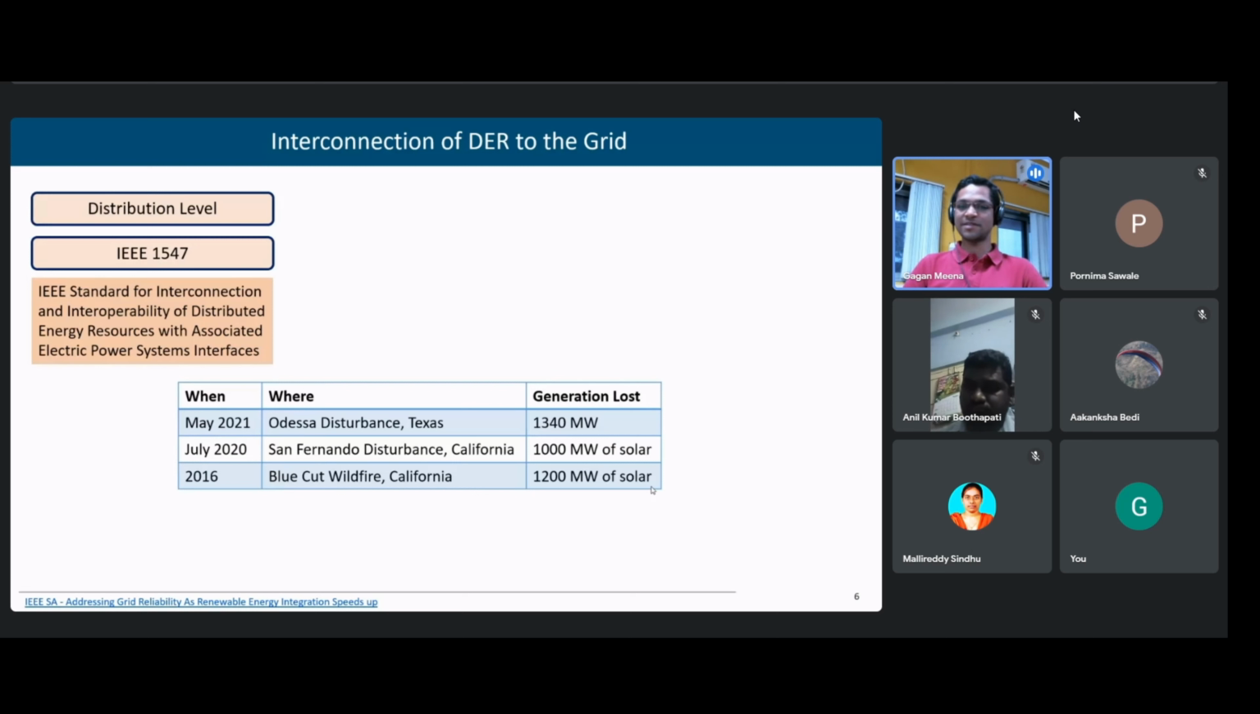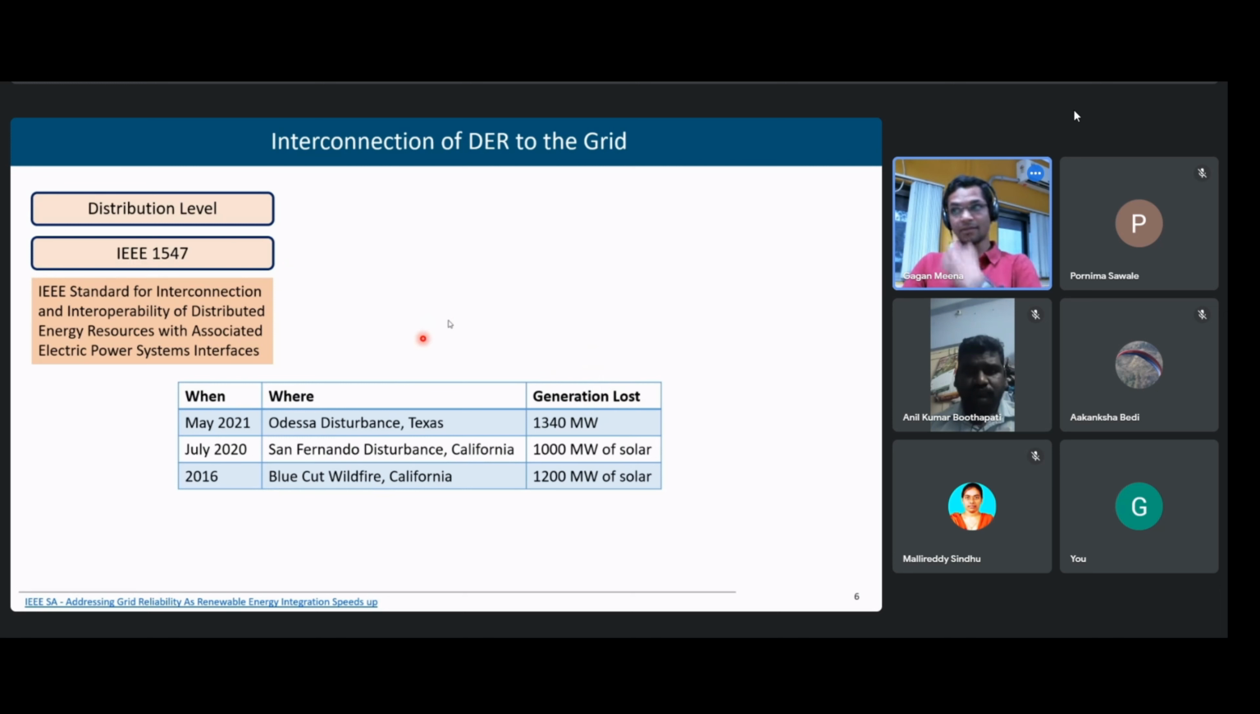All these disturbances led to a generation loss of more than 1 gigawatt. You can see 1.34 gigawatt in 21. This is a recent one. And all this happened because of misapplication of IEEE 1547. There was no such standard available for interconnection of DERs at the transmission and subtransmission level. IEEE 1547 is mainly concerned with the DERs which are at distribution level or for microgrids.